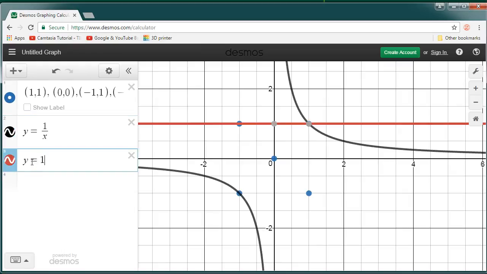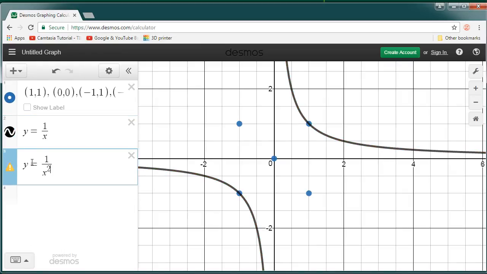So 1 over x squared. So you can see it has fundamentally the same shape as 1 over x, but again, x squared is a bigger number than x, so when we take the reciprocal, we get a smaller number. And notice again the even symmetry of the red graph here, which is 1 over x squared, and the odd symmetry of the black graph, which is 1 over x.